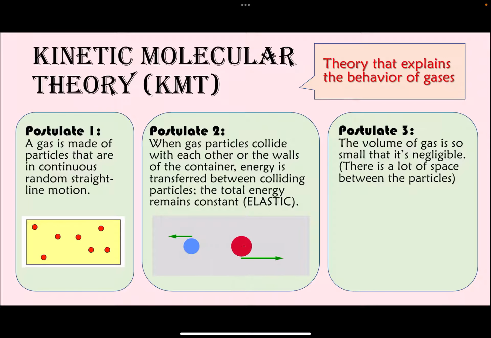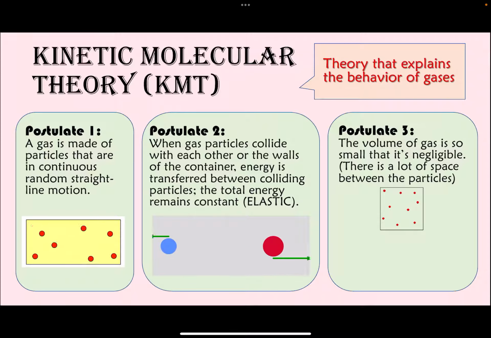The third postulate of this theory says that the volume of gas particles is so small that it's negligible, meaning we can just ignore the volume of the gas particles and say that they have no volume. And the reason that kinetic molecular theory gave for that postulate is that gases have so much space between their particles that it's very hard to say that they have any volume at all.